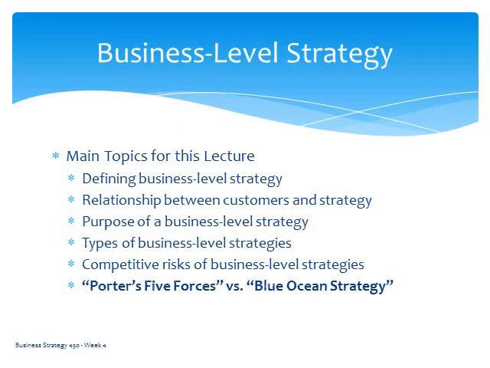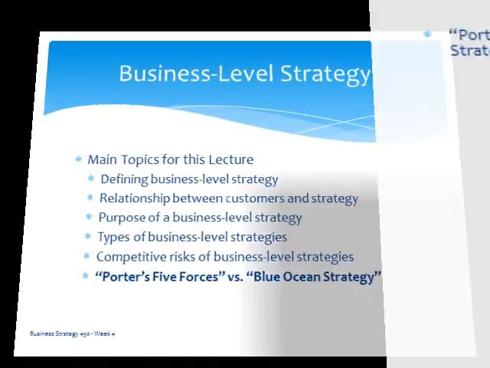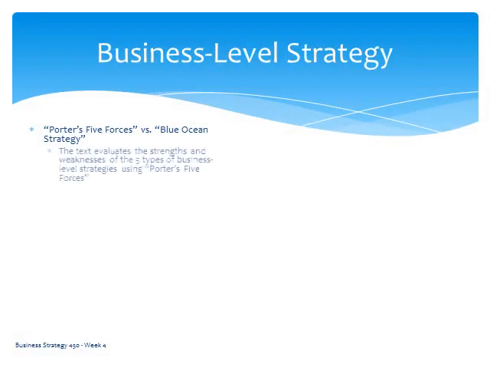And that brings us to the last point that I wanted to raise in this discussion, which is Porter's 5 forces versus Blue Ocean strategy. Let's remember that the text evaluates the strengths and weaknesses of the 5 types of business level strategies using Porter's 5 forces. Now, I'm not going to go through what the text did. You can read it. You can think about it. You can decide whether you buy what they did or didn't do in the book.